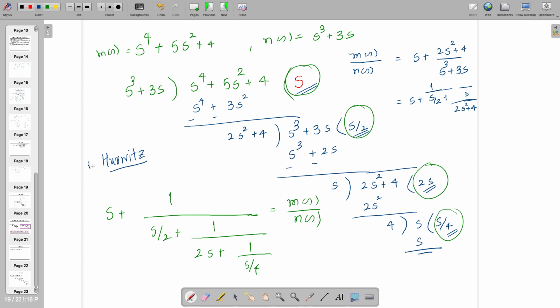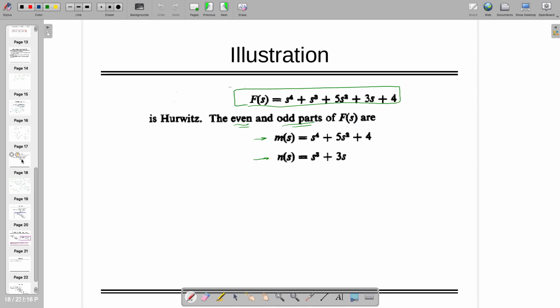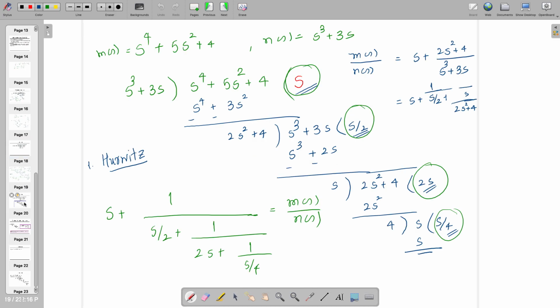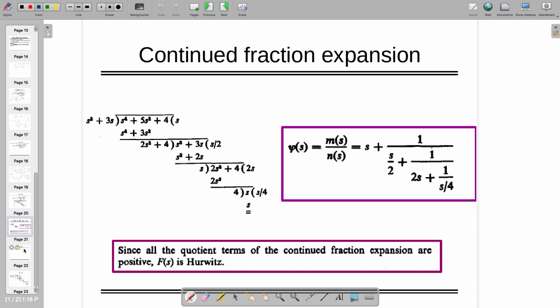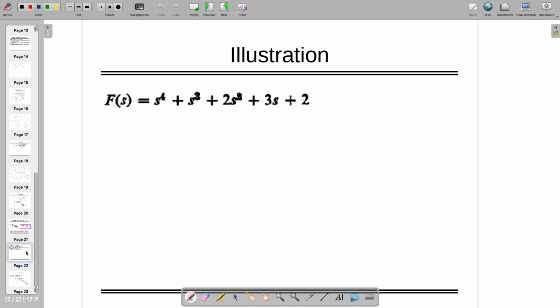Okay. And by the way, this particular method is known as continued fraction expansion, through which we are finding all these entries. Okay, so can you tell me whether this is synthesizable or not, or Hurwitz or not?